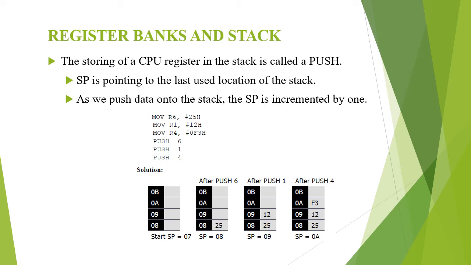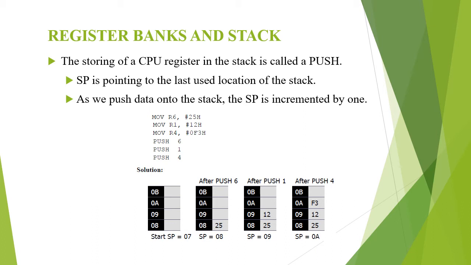Initially, the stack pointer register will be pointing to location 07H, meaning SP will have the value 07, and the values in 08, 09, 0A, 0B are as shown in the figure. So now, after the first 3 lines of code are executed, we have the PUSH 6 instruction to be executed.